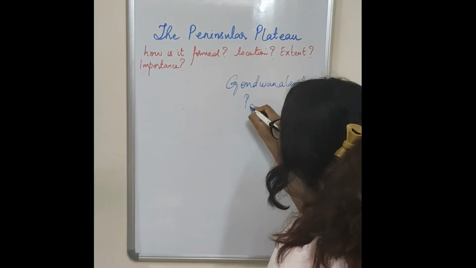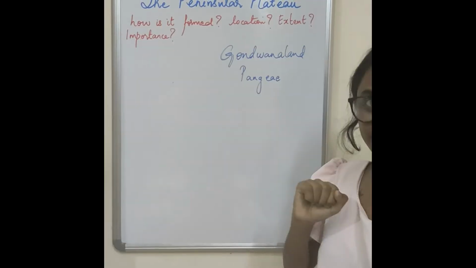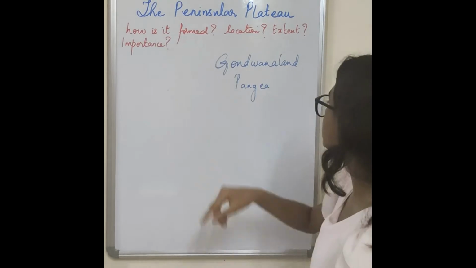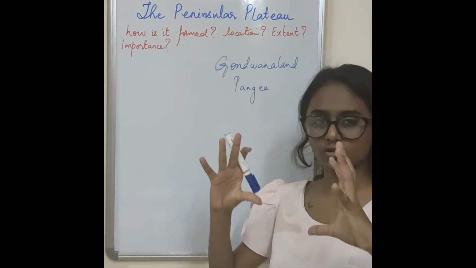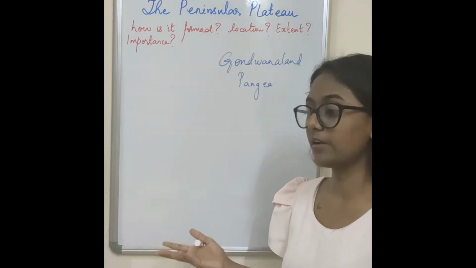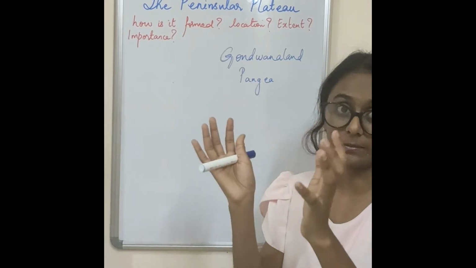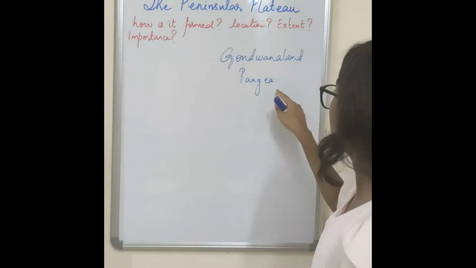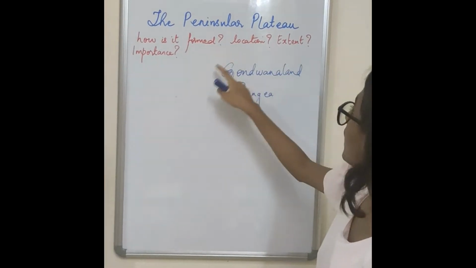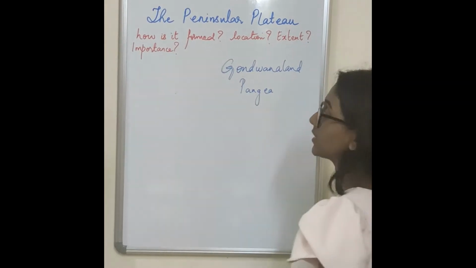Remember I told you that all of the continents were... So Pangaea was one supercontinent which had all of the other continents which are currently there in the world today as one big mass, okay? So now, a part of Pangaea was Gondwana land. Now, our Peninsula Plateau is a part of this Gondwana land, okay?